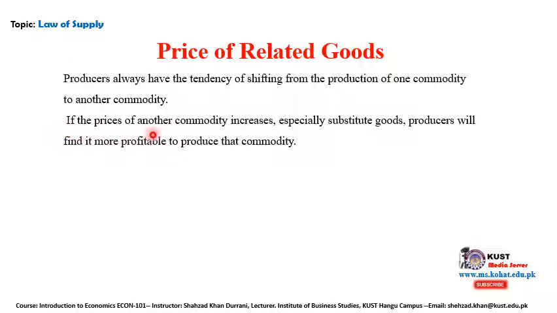If the price of another commodity increases, especially substitute goods, producers will find it more profitable to produce that commodity. Let's say if the price of coffee increases, the producer will be switching to coffee from tea. He will be producing more coffee. So why is that? Just for the purpose of more profit. He wants to earn money. When there is an increase in the price, he wants to switch to that product, and that's called substitute goods.